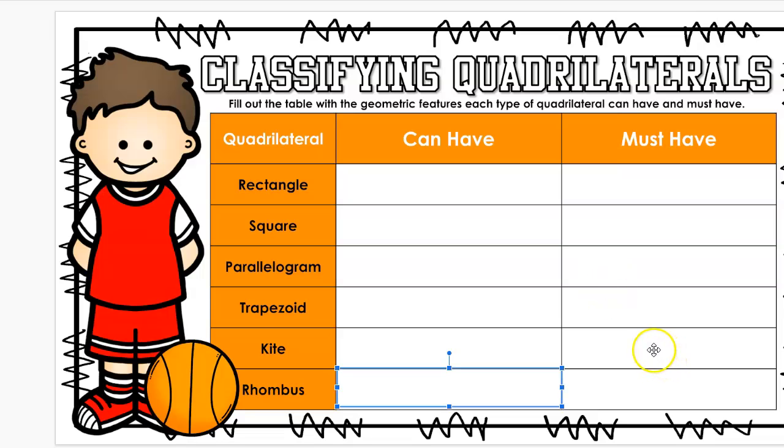So you're going to continue in this way, putting your notes on what it must have. If you can think of some can haves to put over here, you can. But your main area of focus is over here in the must have.